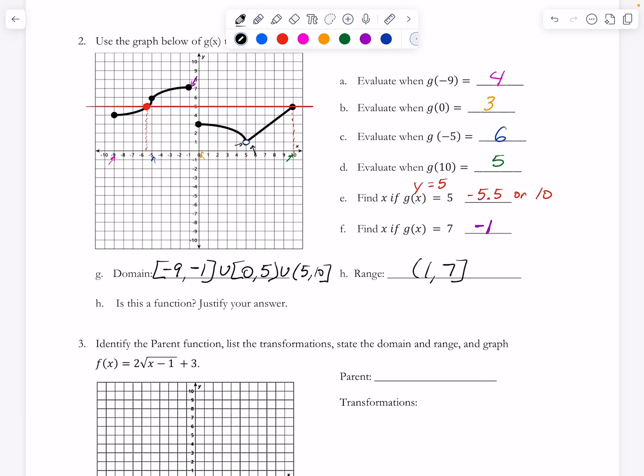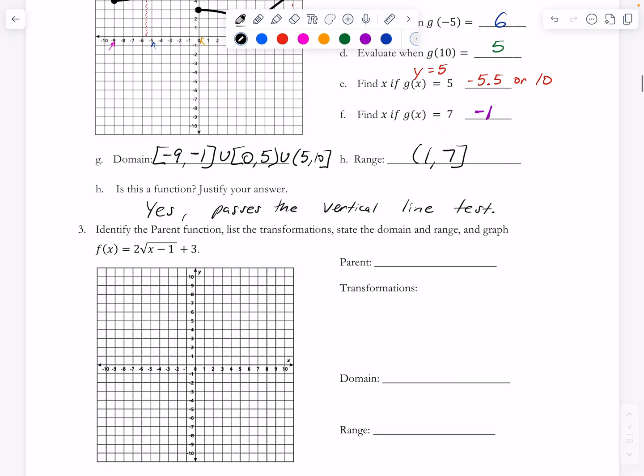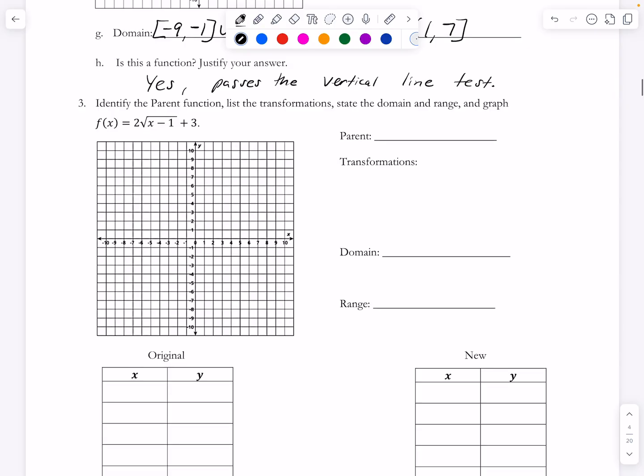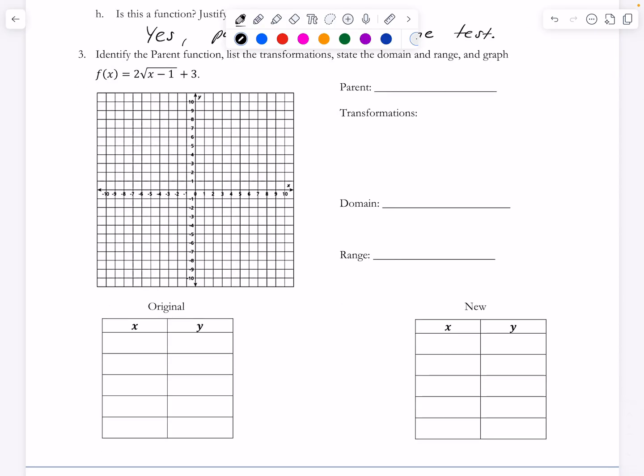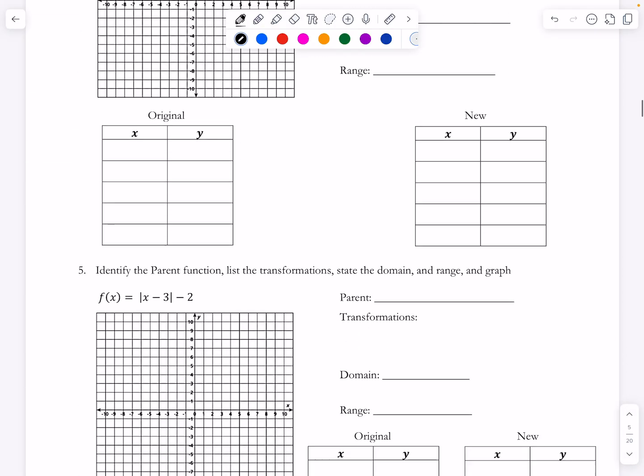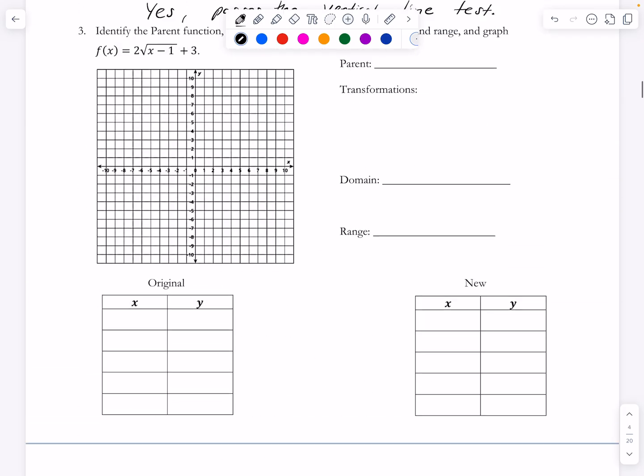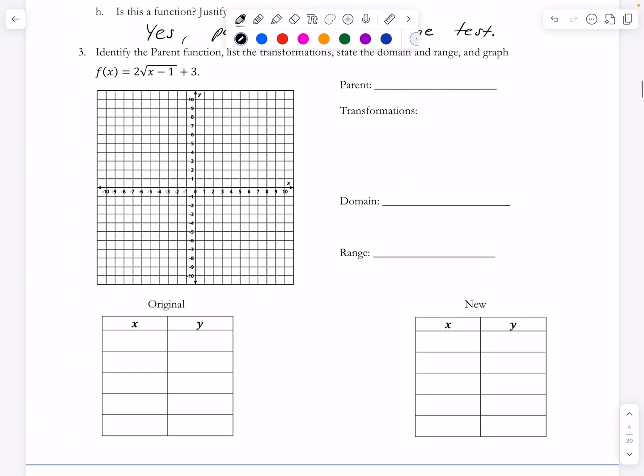Is it a function? Yes, I don't have any issues with the vertical line test. Anytime I do a vertical line, I will hit 1 point, so yes, it passes the vertical line test. Okay. All right, now I'm going to move into doing some transformations with parent functions. All right, and looks like there's 3 of them. So I'm going to do these next 3 to finish out this video, and I'll call that part 1.